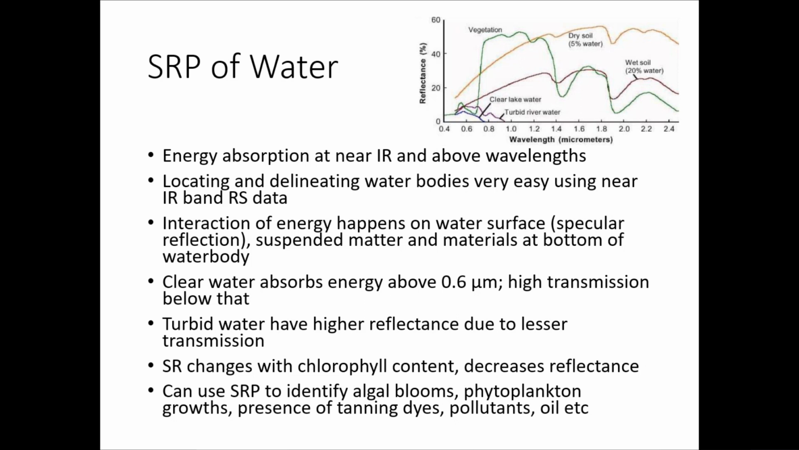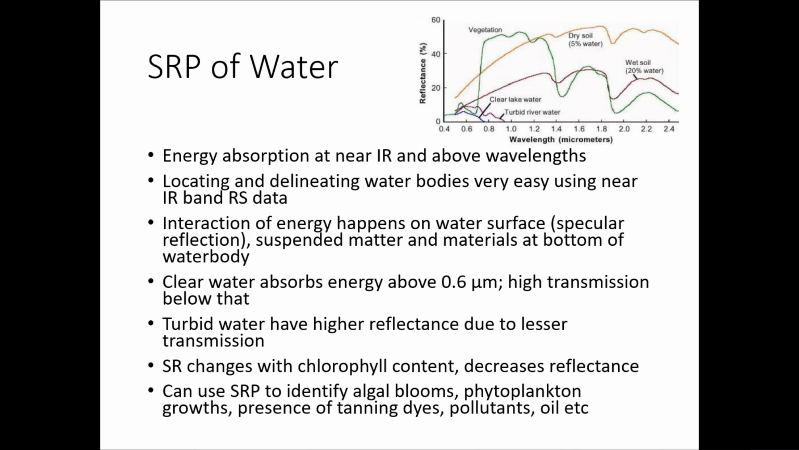So if you have chlorophyll content or turbidity in the water, your reflectance pattern is going to vary largely, right? This phenomenon, this spectral reflectance pattern, can be used to identify any algal bloom, any phytoplankton growth, presence of tanning dyes, any pollutants, oil spills, etc. in water using remote sensing images.